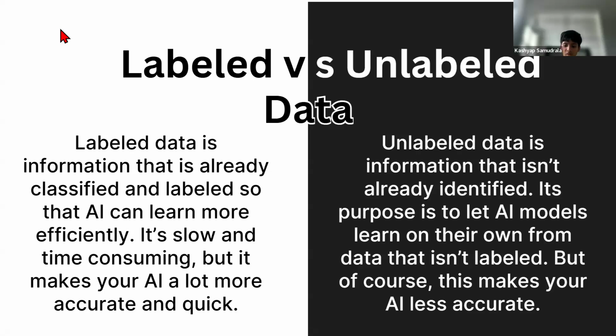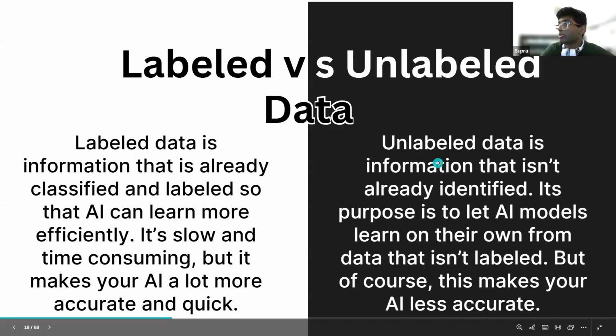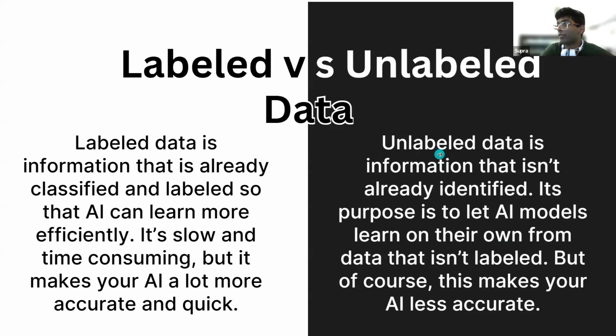Okay, so now we're going to talk about unlabeled data. Unlabeled data is information that isn't already identified. So it's the complete opposite of labeled data. So let's say you have an image of a dog. For labeled data, you'd have a caption that says dog under that image. But for unlabeled data, all you'd have is the image and nothing else. So for that reason, it's harder for AI to learn and it ends up being less accurate.